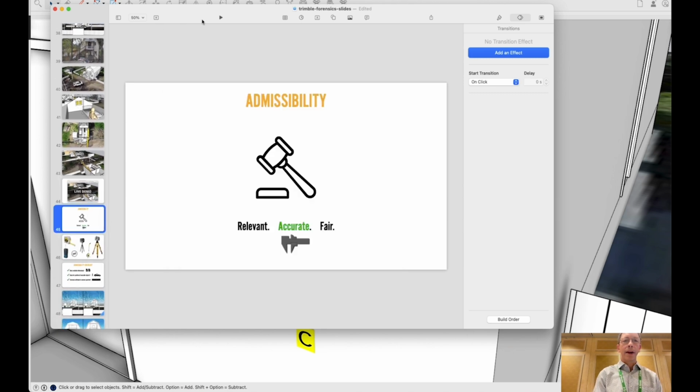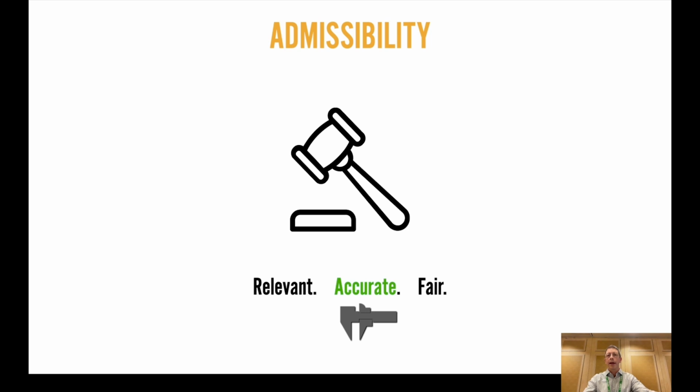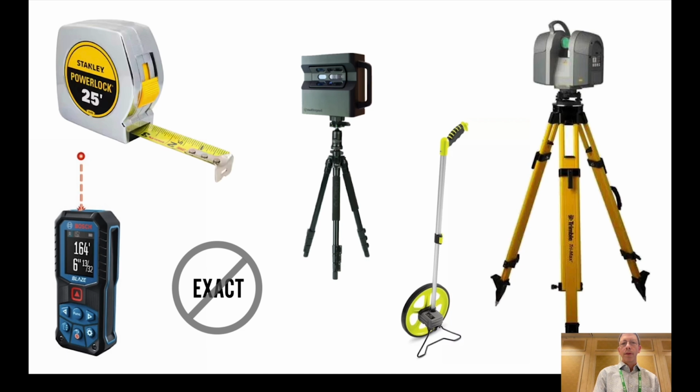So now I want to talk a little bit about admissibility. One of the things that we always start with is what a judge would start with if they are ruling on whether something is admissible to be shown in court, and that is: is it relevant, accurate, and fair? Most of the time the work we're going to be doing is relevant, but there's a question about the accuracy, and there could be any number of things that are used to measure a site. But one thing I always push back against if I get cross-examined on it, and someone will say, how do you know this is exactly right?